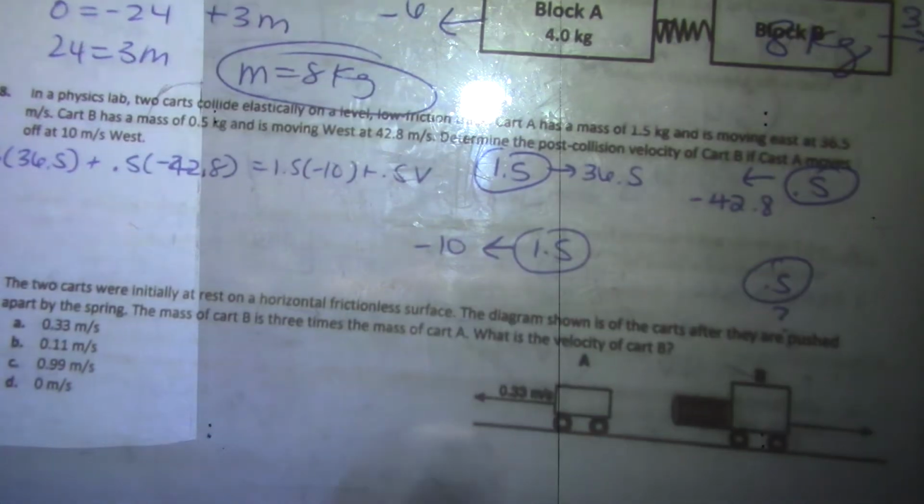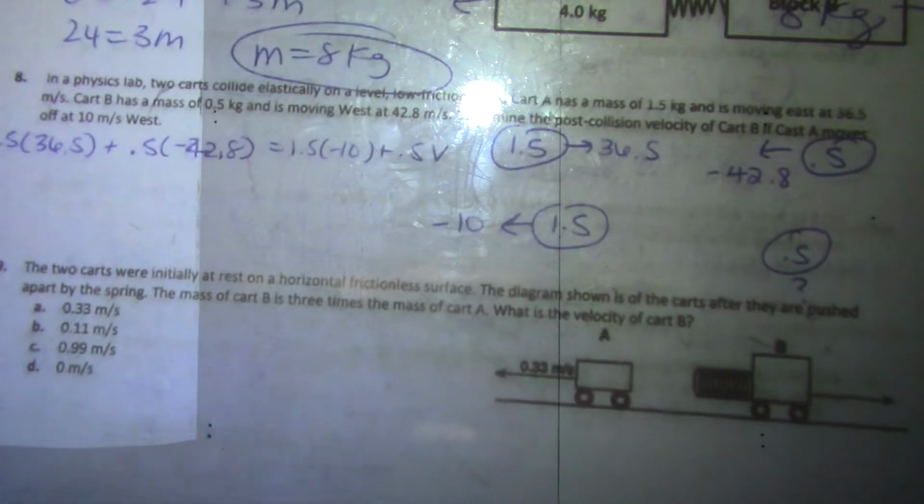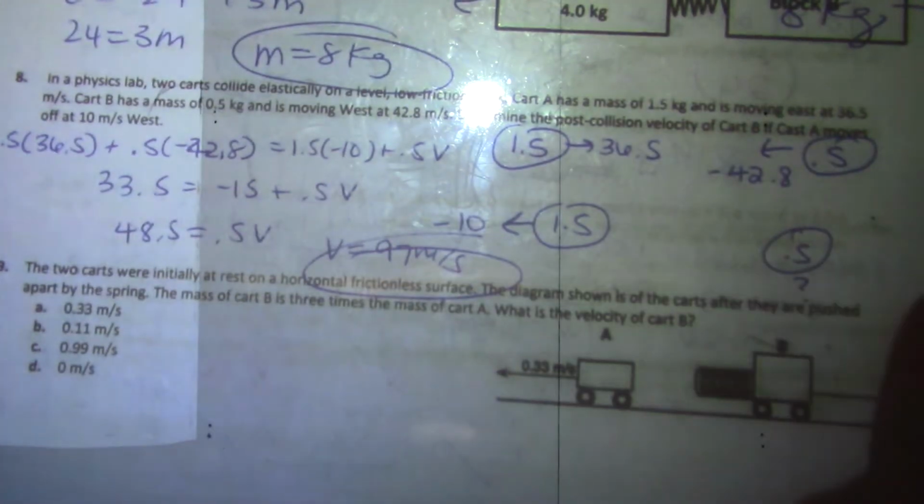These negative signs absolutely matter here because whether you add a positive or a negative, you're going to get a different answer. And it matters that you put the negative 10 with cart A, not cart B. So on the left side, I'm getting 33.5. This is just negative 15 plus 0.5V. I'm going to add the 15 over. I get 48.5 as 0.5V. Divide, I get a velocity of 97. So it bumped it, and then it got super fast this way.